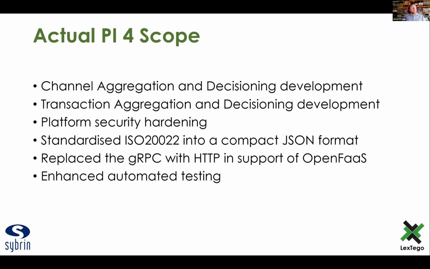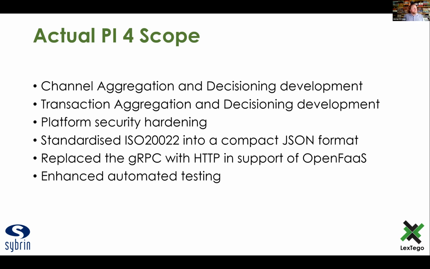We did manage to complete the channel aggregation and decisioning development. So our end-to-end, including the transaction aggregation and decisioning development, was done. So we managed to at least get through our whole flow, and we completed that at the beginning of the PI. And then we spent probably the bulk of the PI on platform security hardening. So this was always in scope for our MVP, but we ended up having to do this a little bit sooner than we'd originally intended. So that came forward and formed the bulk of our work during the current PI.